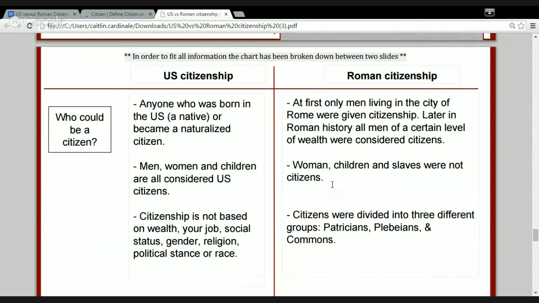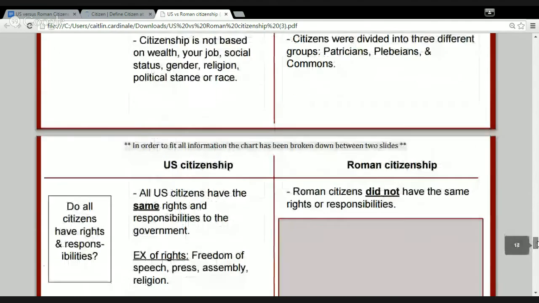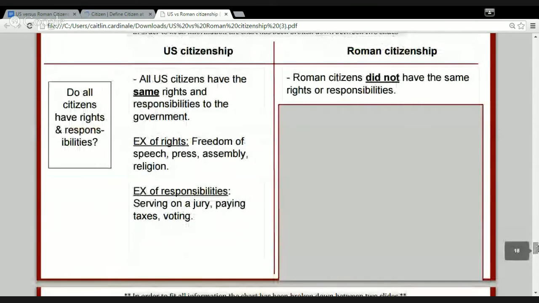Not only were women, children, and slaves not considered citizens, the few men that did meet the qualifications of a citizen were broken down into 3 different groups. They were the patricians, the plebeians, and the commons. These should sound familiar to you because you did learn about them in 6th grade. Now, we've defined who could be a citizen. Our next task is to look at whether these citizens had rights and responsibilities. So when we look at the U.S. side first, we've gone over that U.S. citizens have the same rights and responsibilities. And again, you'll see we've listed a few examples of each.